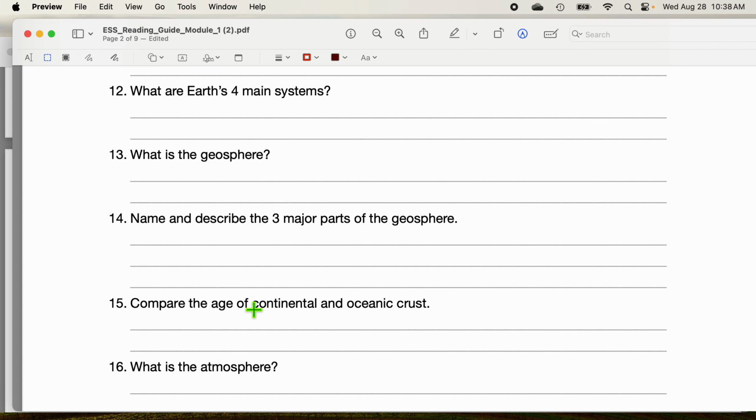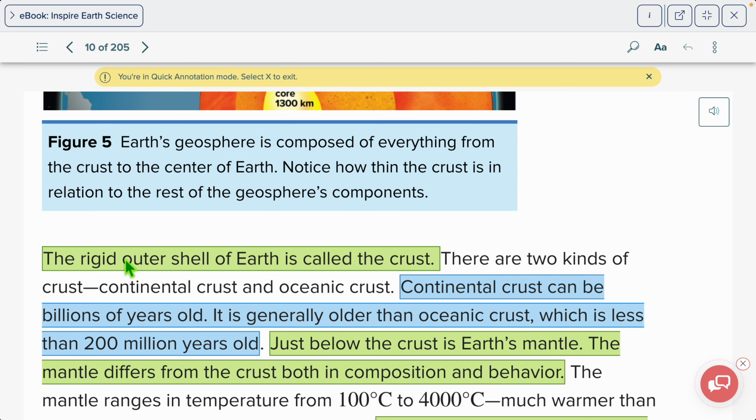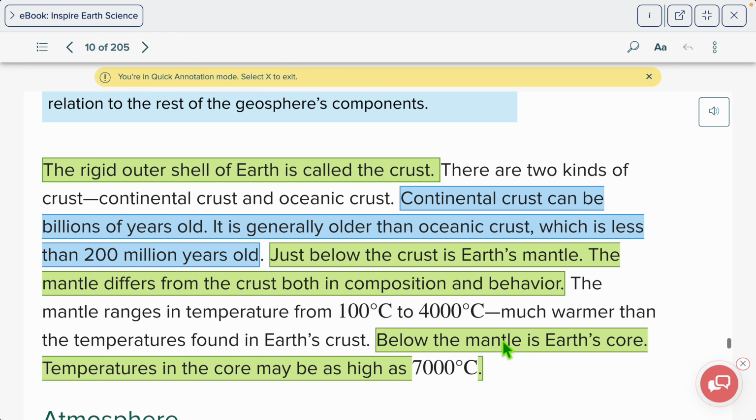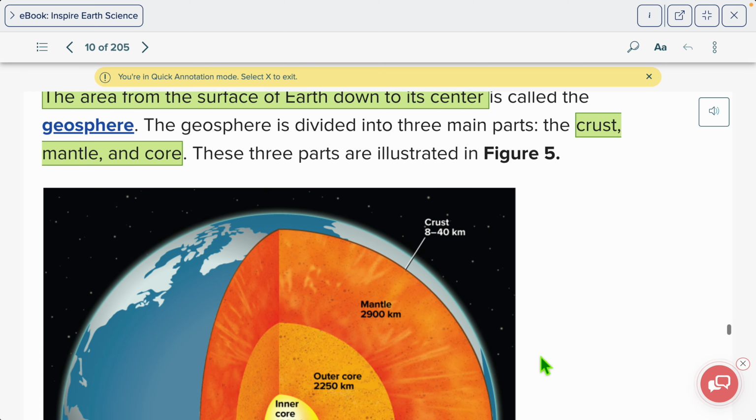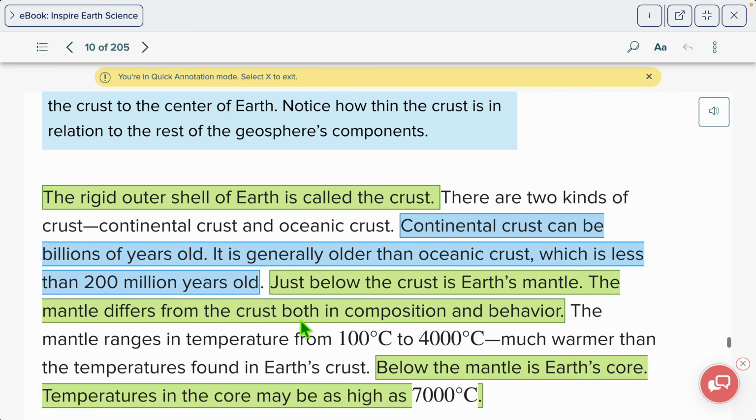So again, to answer this, the name should be pretty simple. You got the crust, the mantle, and the core. Those are the three major parts of the geosphere. To describe them, you could do a few different things. You could talk about the structure, like the rigid outer shell is the crust, below the crust is the mantle, and it has a different composition and behavior from the crust. And then below that, you have the core, or you can come back up here and talk about the thicknesses of those. Still kind of want the order of those: crust, mantle, core. They kind of go in that order.